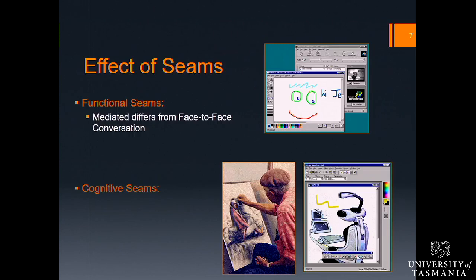So the first one here, functional seam. So okay, this is mediated face-to-face conversation. So this is the idea of a technological device that could help mitigate this one. For example, you have a problem with face-to-face conversation, just like you're looking at a Skype now. Okay, so either the camera is too low or too high. Okay, how would you solve that?